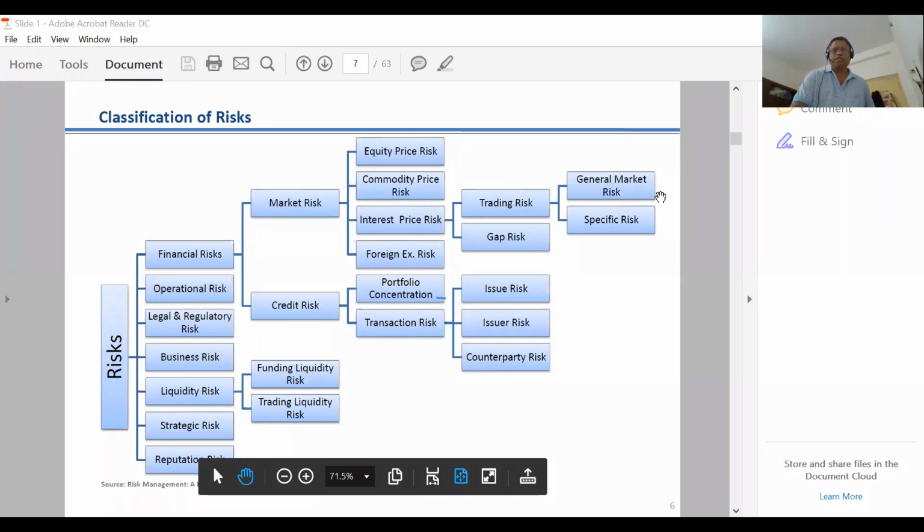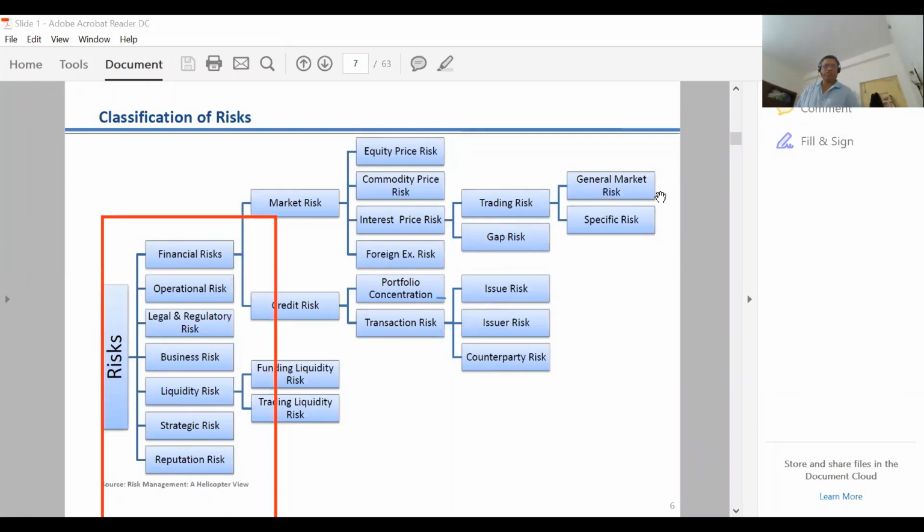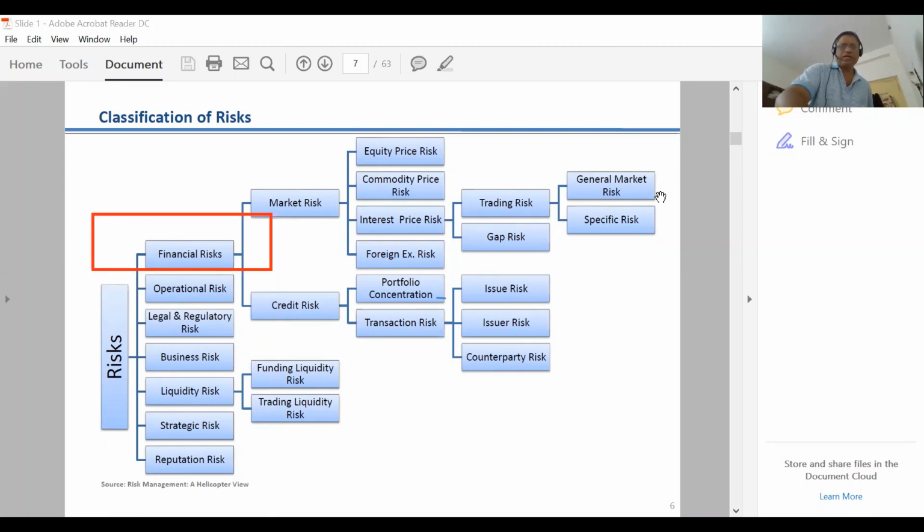Okay, so let us understand the financial risk portion alone. All right. So I have classified various risks here. We have financial risk, operational risk, legal risk, business risk, liquidity risk, etc. But in today's class we will see only the financial risk. So the financial risk has two major components. One is market risk and the other is credit risk.